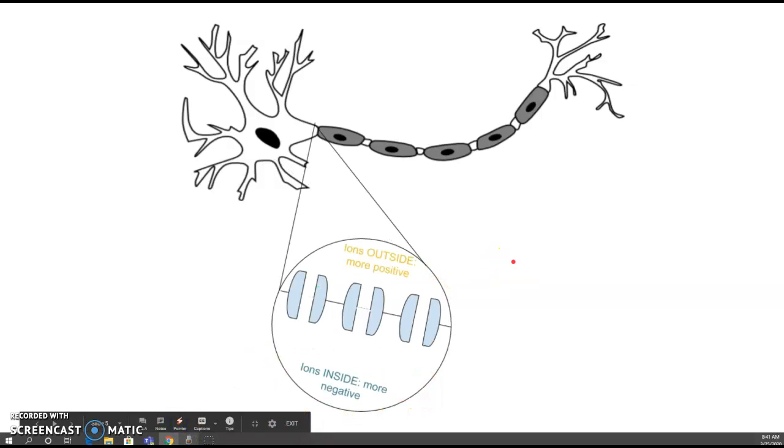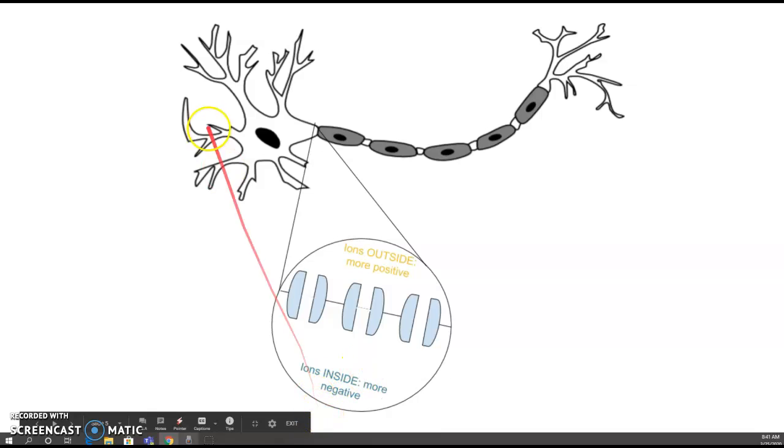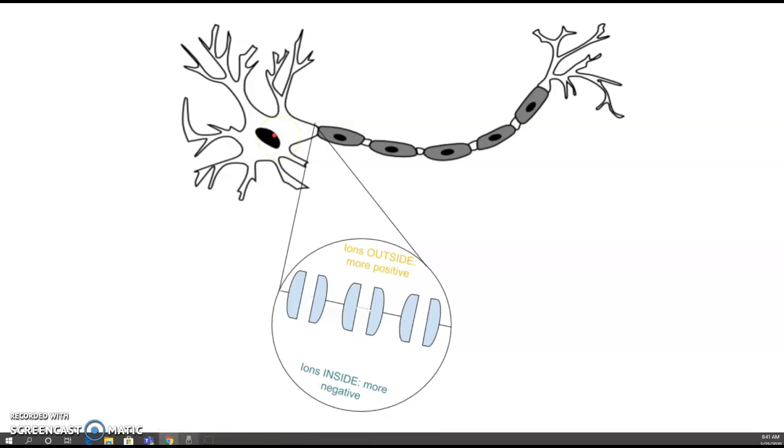So we have that. Then we need to talk about what's happening right here, right before the axon starts. So these are channels, and they let in those ions. So on the outside, there are more positive ions than there are negative ions. Remember that even though we let in positive ions here, the overall membrane potential voltage is still negative 55. So it's still more negative inside than it is outside. So we need to fix that.